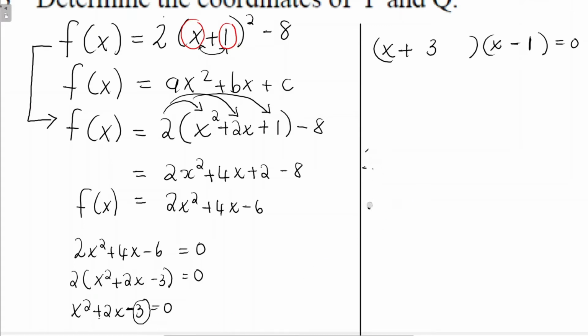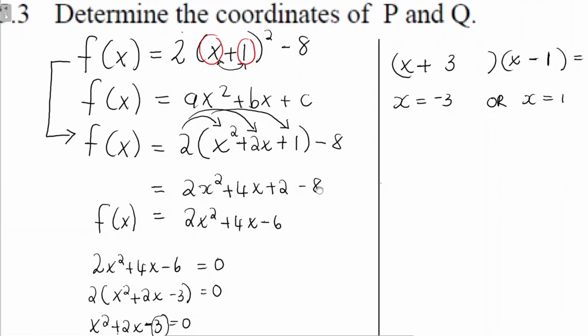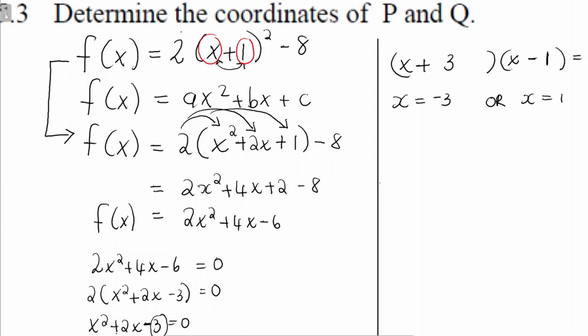So then what are the x-intercepts of this quadratic function? We have found that x is equal to negative 3 or x is equal to 1. So who is who in the zoo? What are the coordinates of your P and what are the coordinates of your Q? Okay, someone will just leave it like that. You are not done. What are the coordinates for P? What are the coordinates for Q, right?